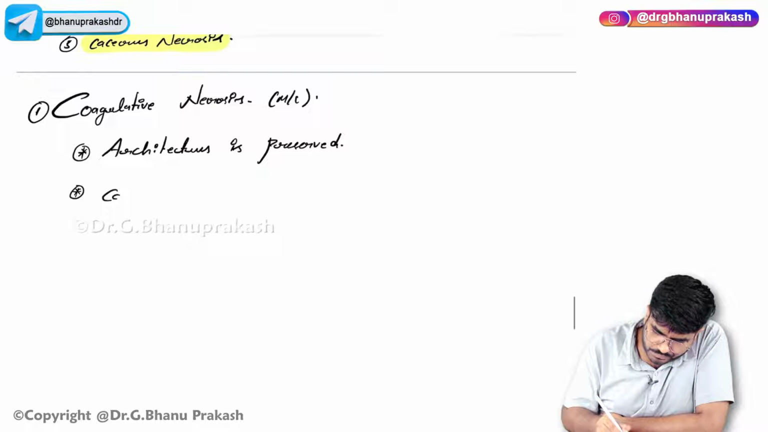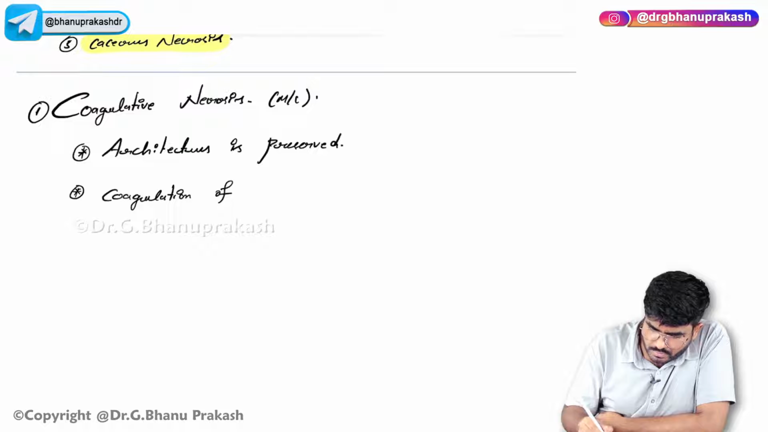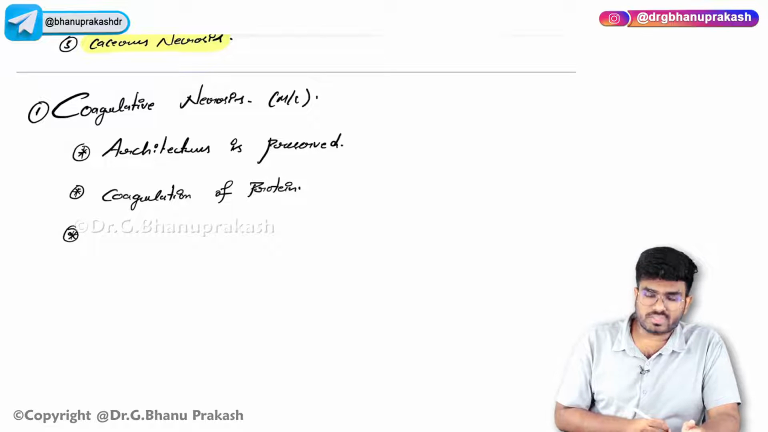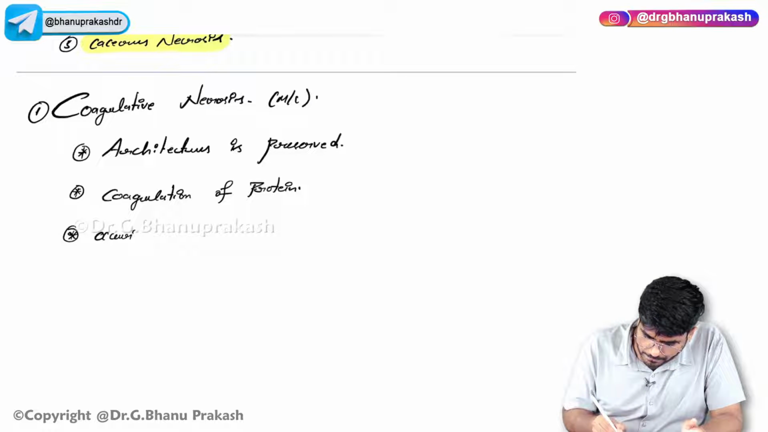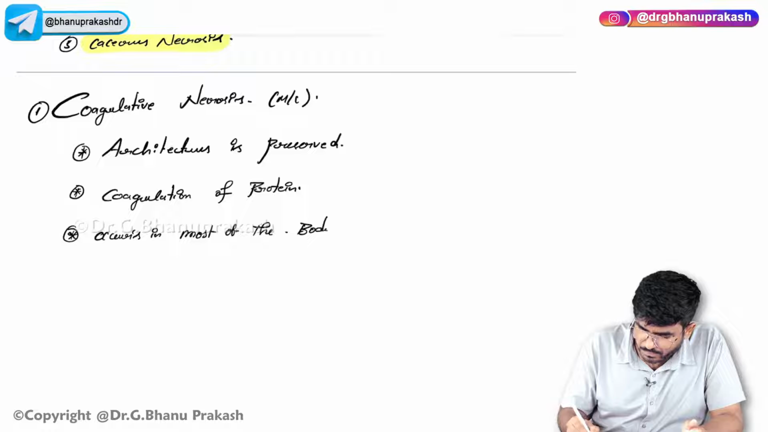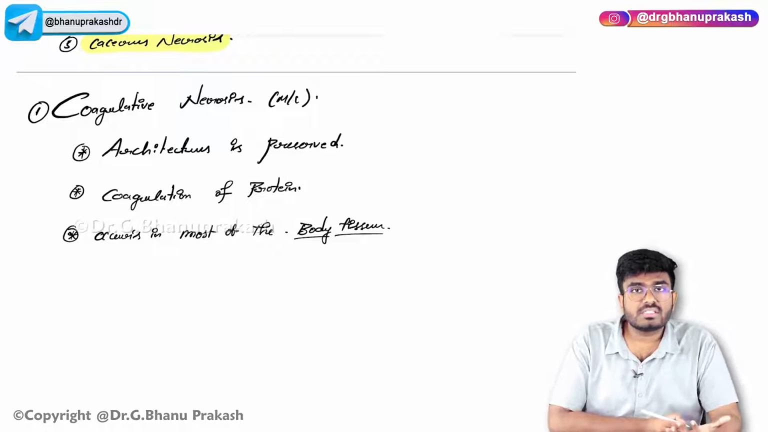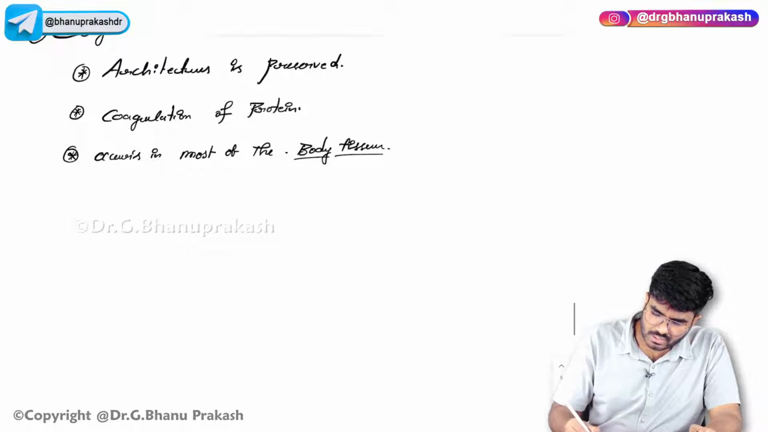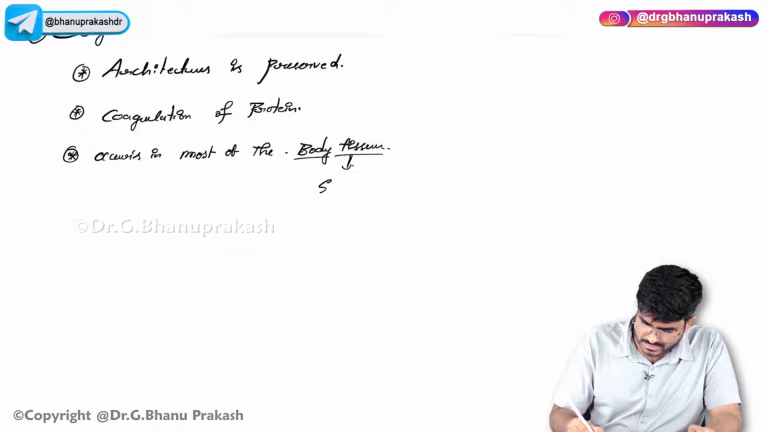Coagulation of proteins. Coagulative necrosis occurs in most of the body tissues, which means in most tissues after death, the architecture is still preserved. So, that is coagulative necrosis. Seen in which organs? Most of the body tissues, mainly the solid organs.